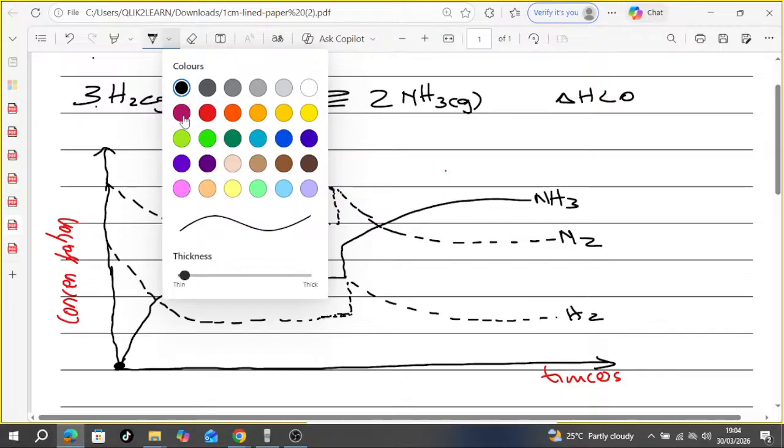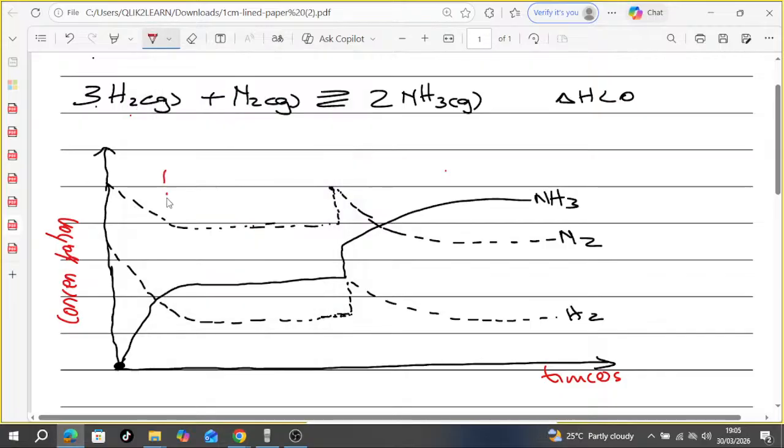Okay, sir. At this point here, this is my T1. We already know that this is T1. And then this point here will be your T2. So, at T1, remember the pressure is increased.